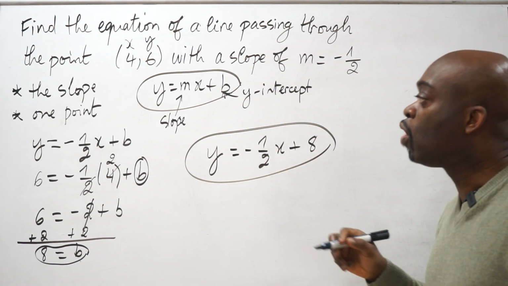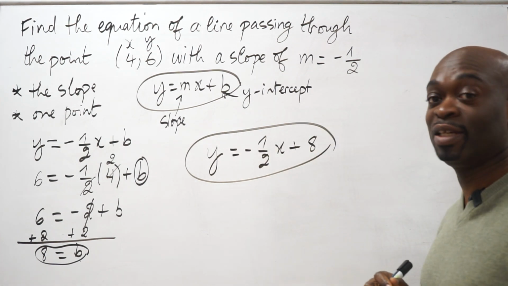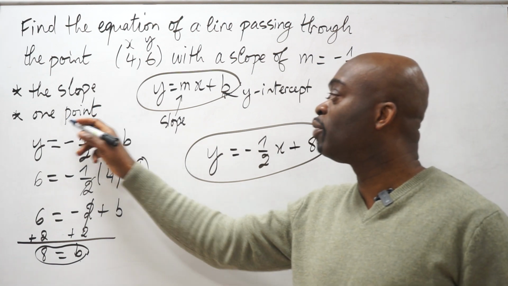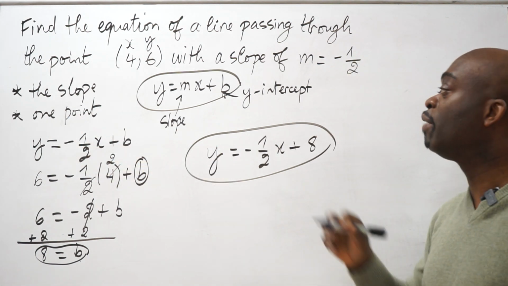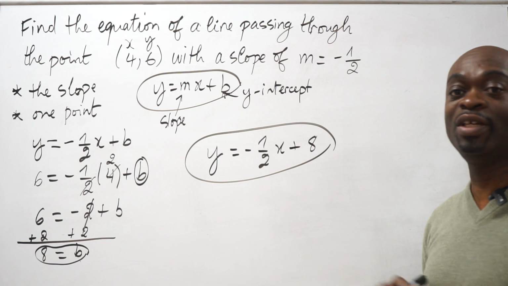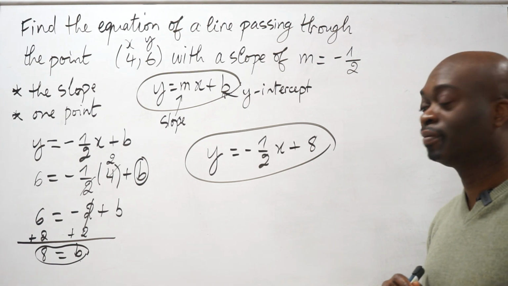Okay? So what do we need again in order to find the equation of a line? We need a slope and we need at least 1 point. And with that, we can have the equation of the line. Okay? Thank you.